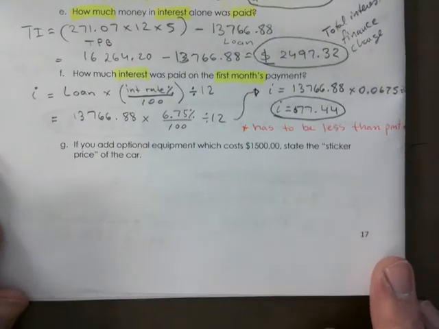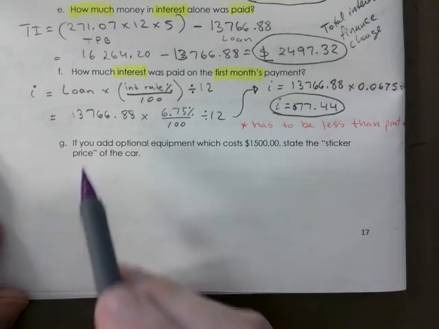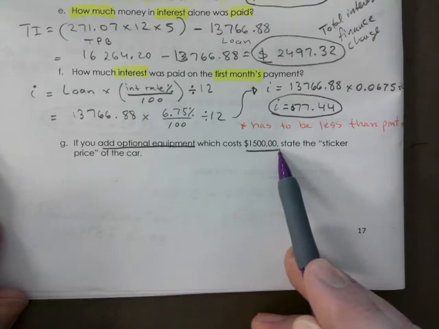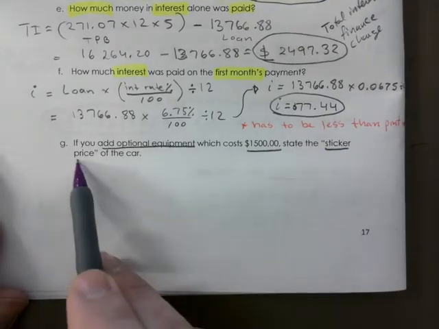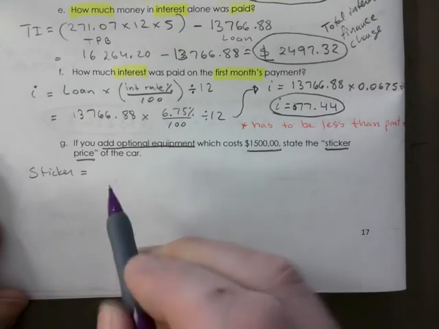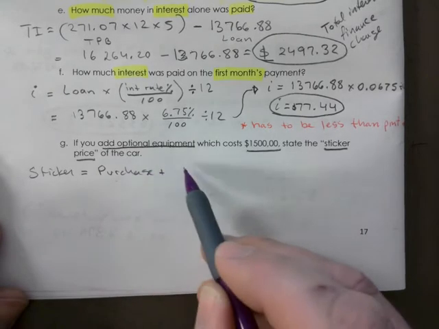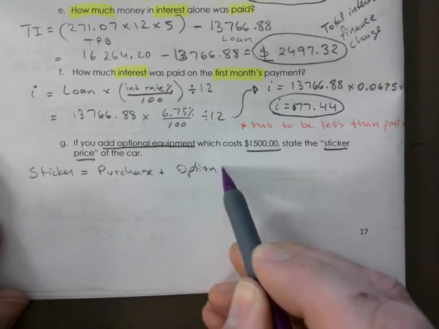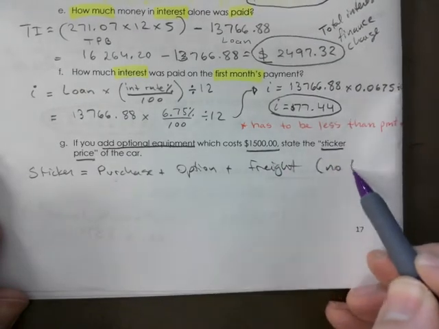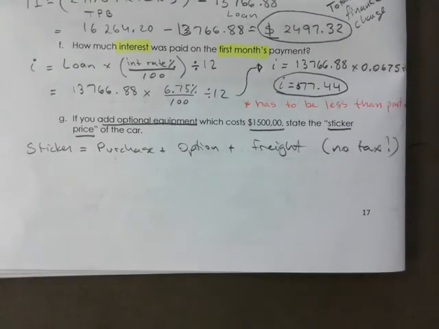I will add one more thing here. It's a long example for a reason. That way everything is on one page. Okay? If you add optional equipment, which costs $1,500, remember the sticker price? I have no idea, Mr. Dirksen. This weekend was like a reset button. Purchase, option, plus freight. No tax.